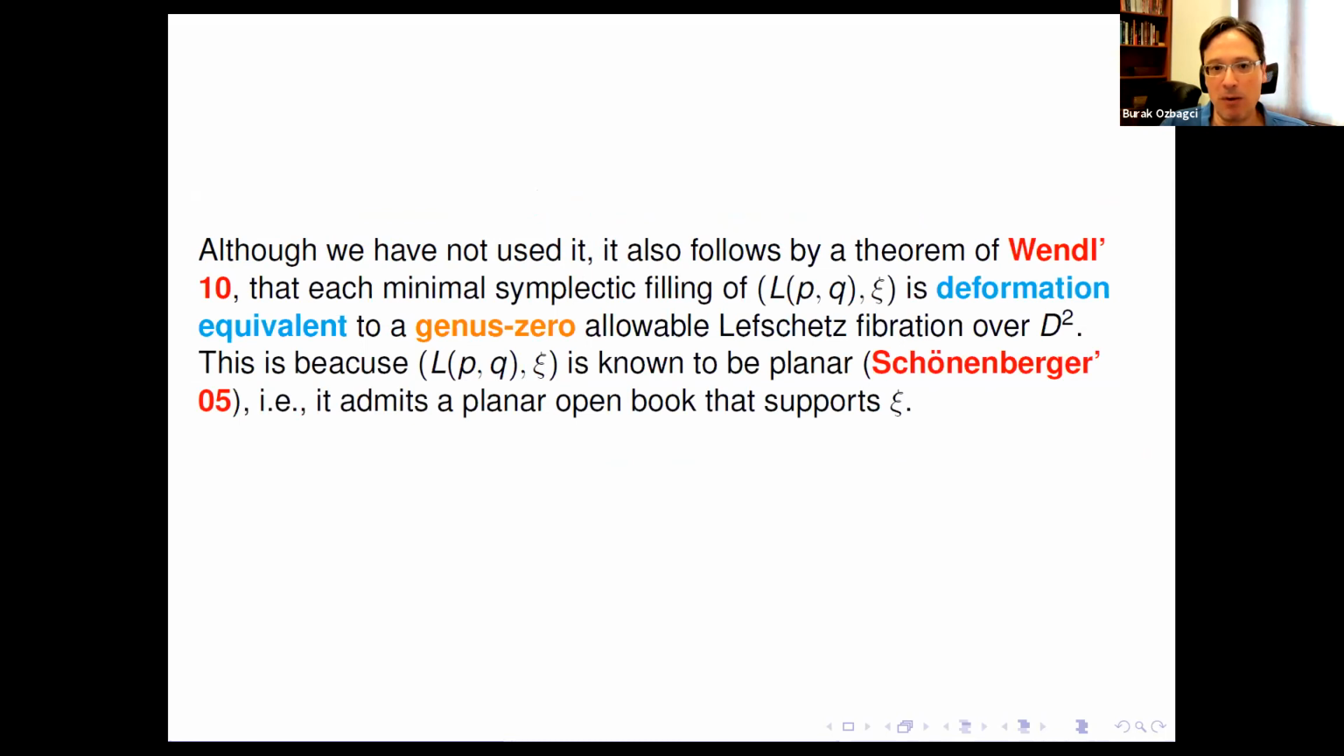So when you have a planar open book, Wendl proved that all Lefschetz fibrations coming from one single open book, by factorizing its monodromy in different ways, give you the set of all minimal symplectic fillings of that contact 3-manifold, which is a very powerful and effective theorem in the subject.